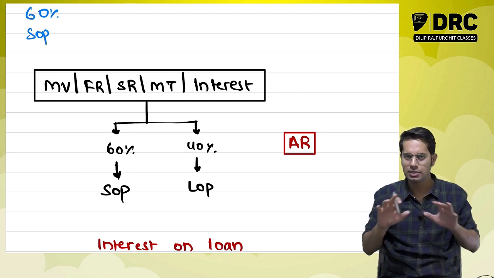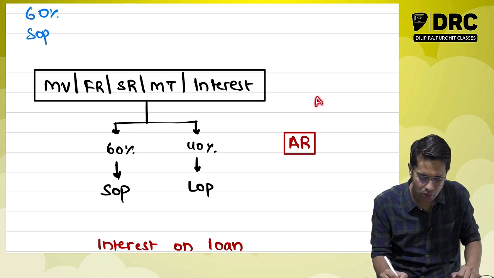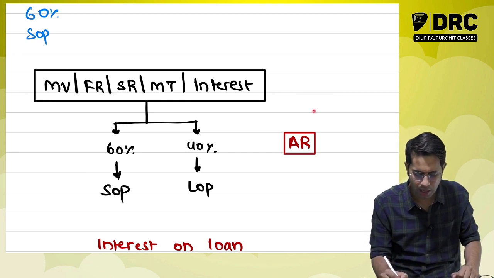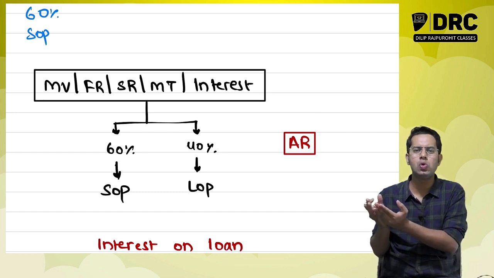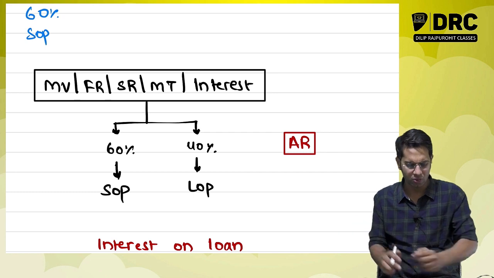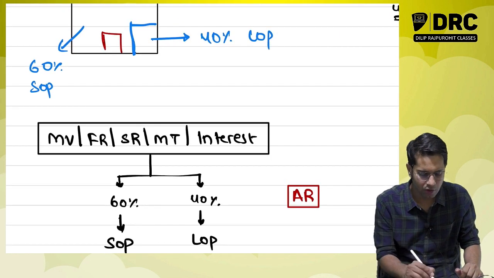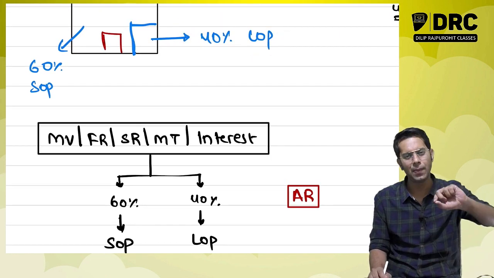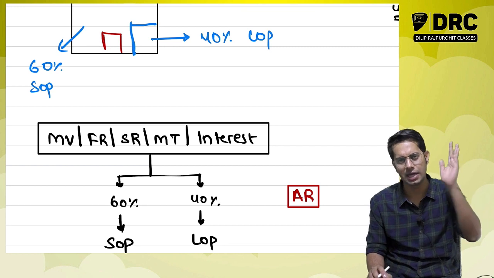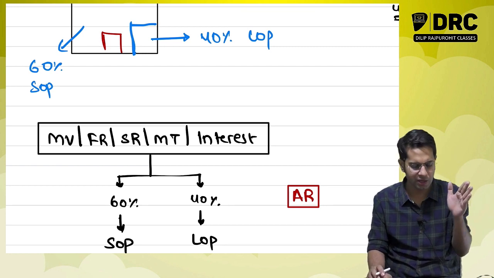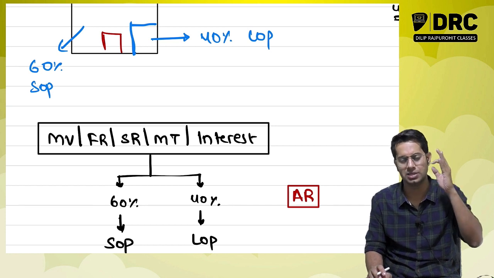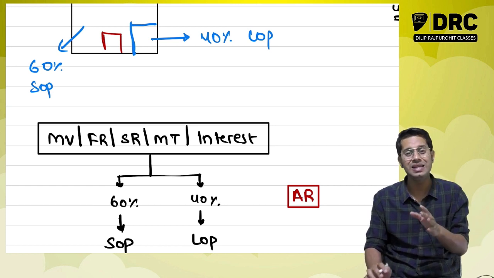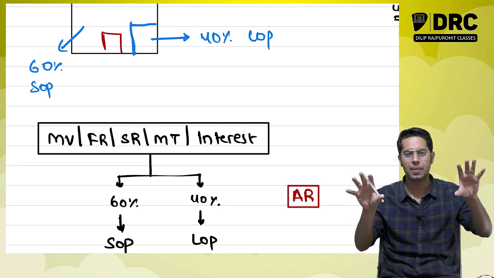Sir, what about actual rent? Am I not supposed to apportion the actual rent? Obviously no. Why, sir? Because actual rent you are going to receive only for the let out portion. Apart from actual rent, whatever else is there, please apportion everything. Whatever else means municipal value, fair rent, standard rent, municipal taxes, interest, etc. These are required to be apportioned proportionately.